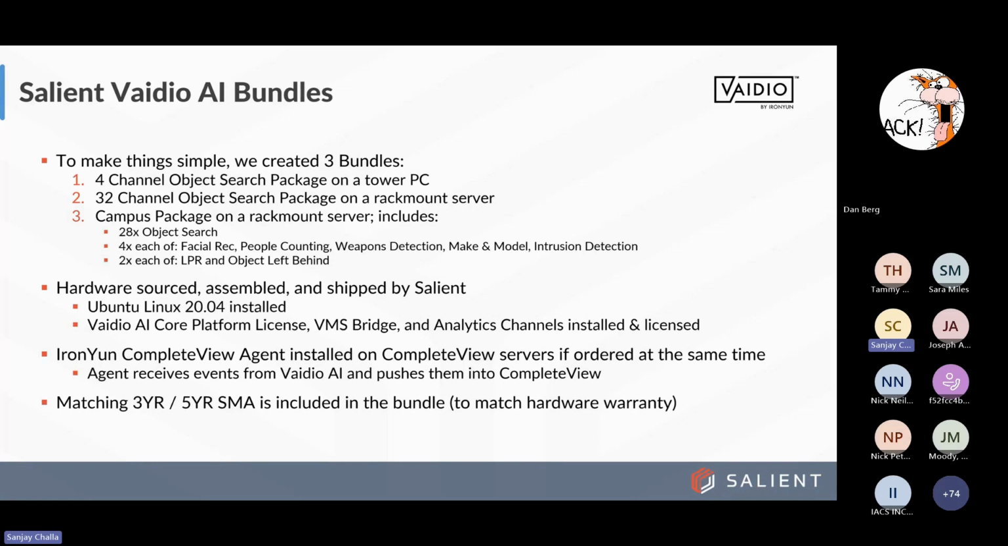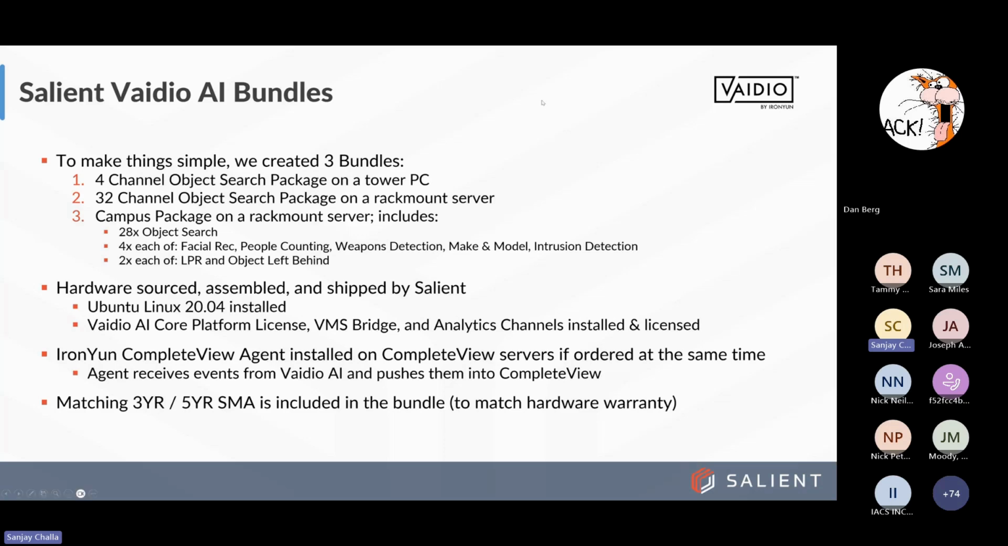And these bundles have matching SMAs included. So there's a hardware warranty that comes, and there's either a 3 or a 5-year option. And we bundle in the software maintenance. Again, this is everything: the hardware, all the licenses, the analytics, the SMA. And this is to make it super easy to get up and running.